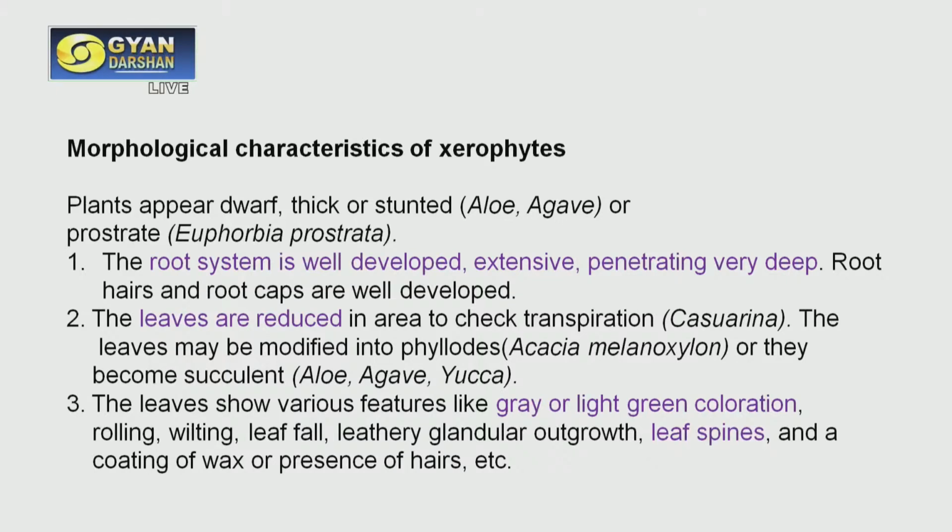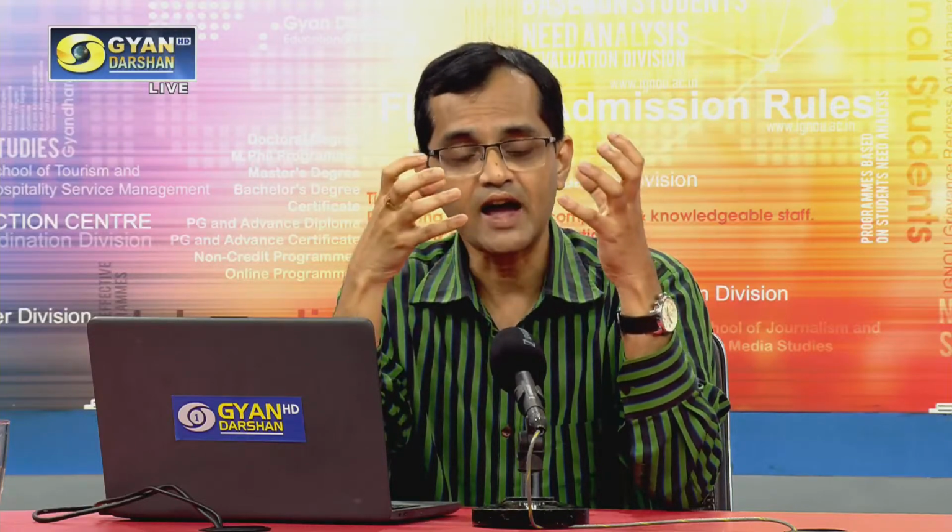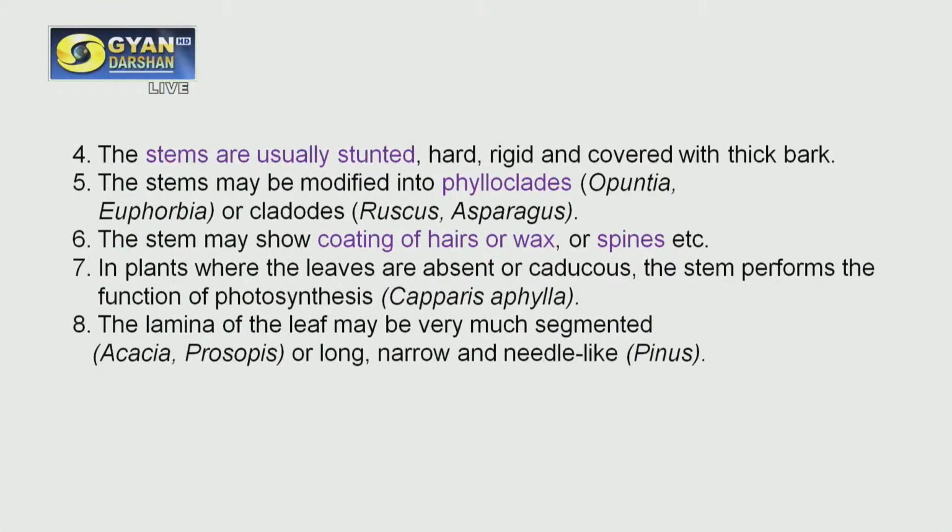You must have seen that during summer we wear light clothes. Why? So that the solar absorption is less. So the plants do the same thing. They develop very light green coloration so that they do not absorb much sunlight, and therefore there is a cooling effect. Stems are stunted, hard, rigid. If you compare the proportion of the root and stem, then you will see the root is longer. The stem is stunted or retarded in growth.